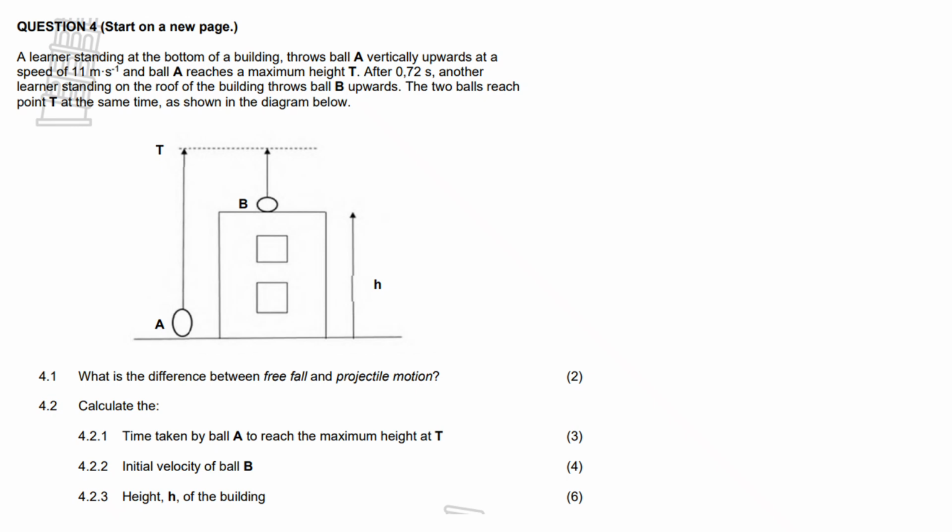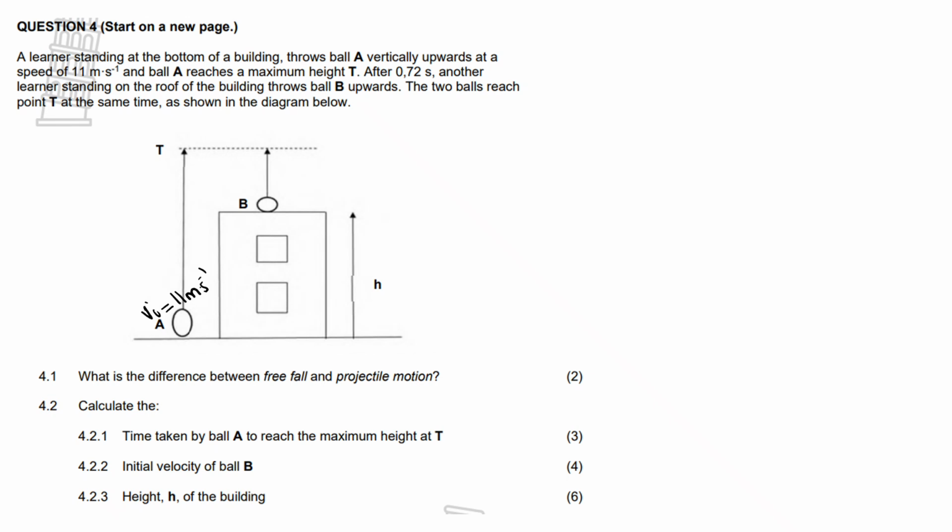Hi, grade 12. Let's work on this problem. This is vertical projectile motion. They say a learner standing at the bottom of the building throws ball A vertically upward at the speed of 11 meters per second. So what are we given? We are given the V initial here, which is 11 meters per second. So this is what we have so far.